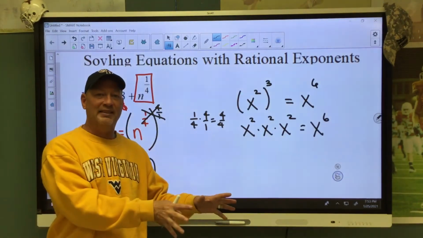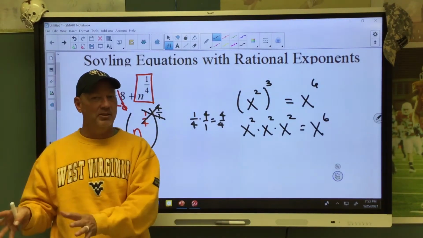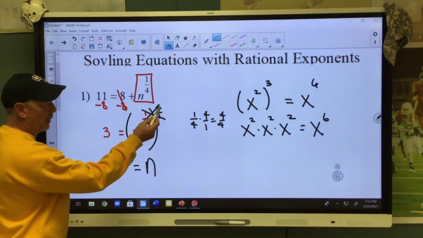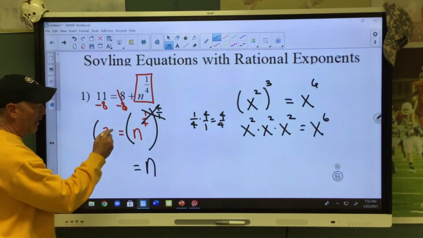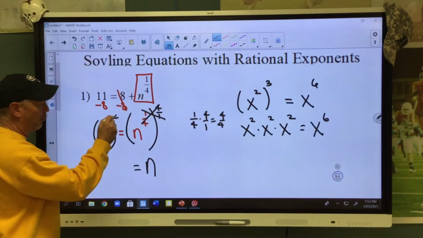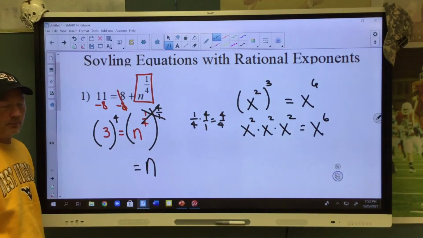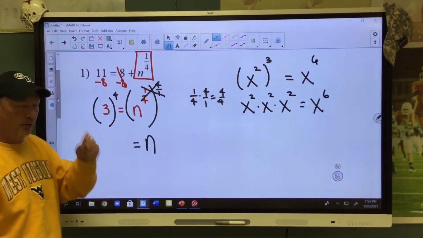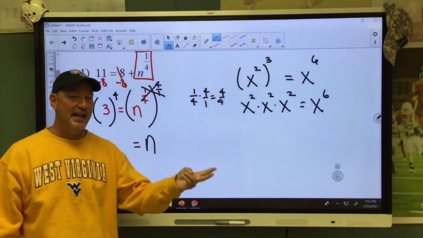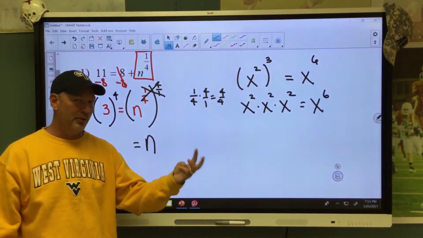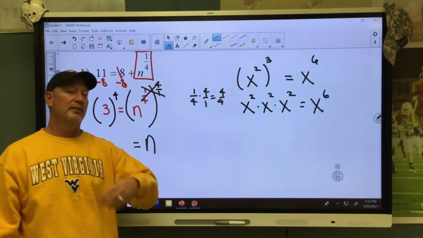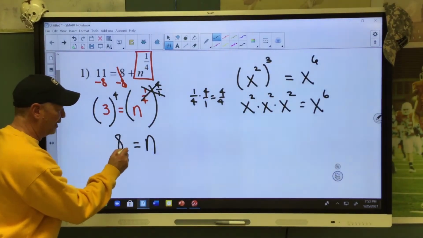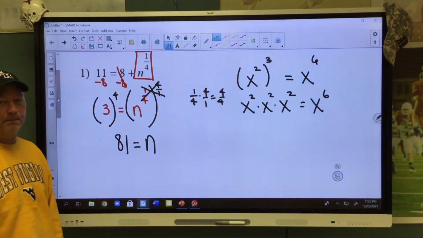But remember what the rule is. Whatever I do to one side of the equation, I must do to the other side of the equation. So if we're going to raise the power to 4, we have to raise the power to 4 on this side. And 3 to the 4th. Now you can use your calculator if you need to, but that's 3 times 3 is 9. 9 times 3 is 27. 27 times 3 is 81. My final answer here is 81.